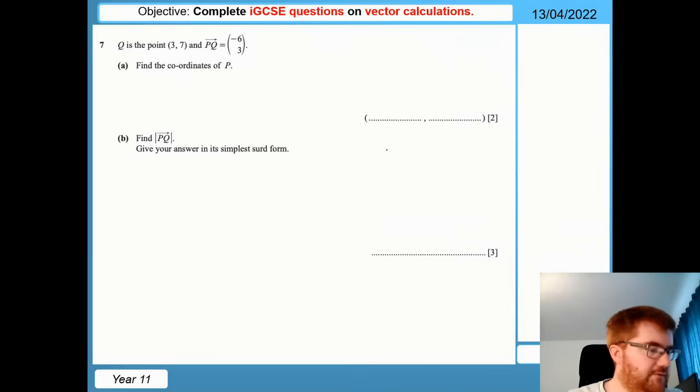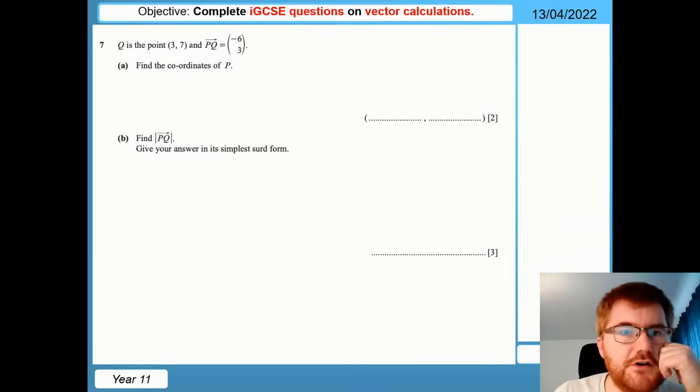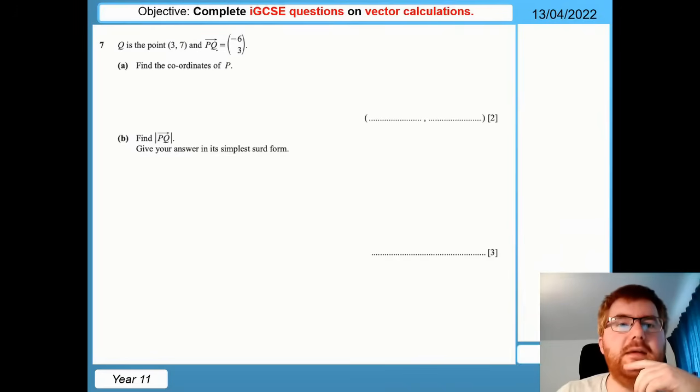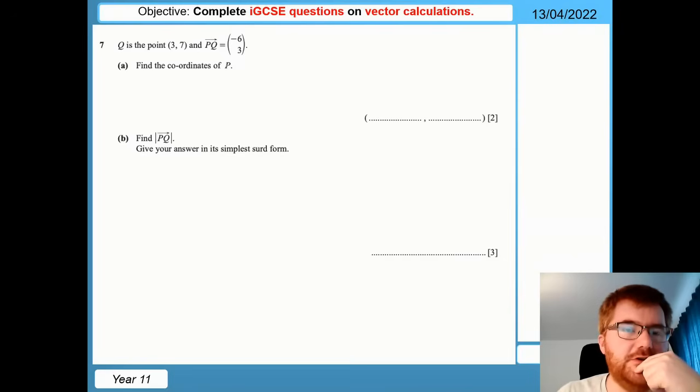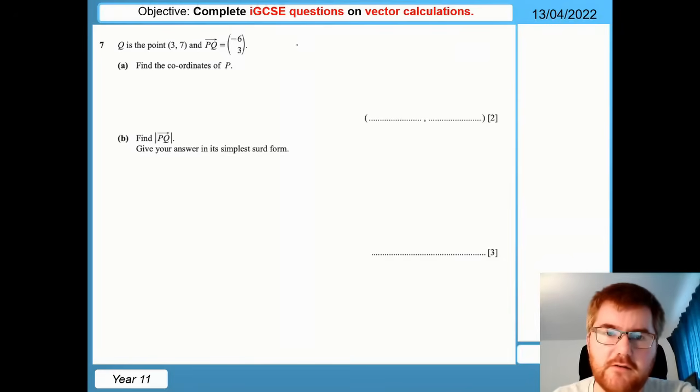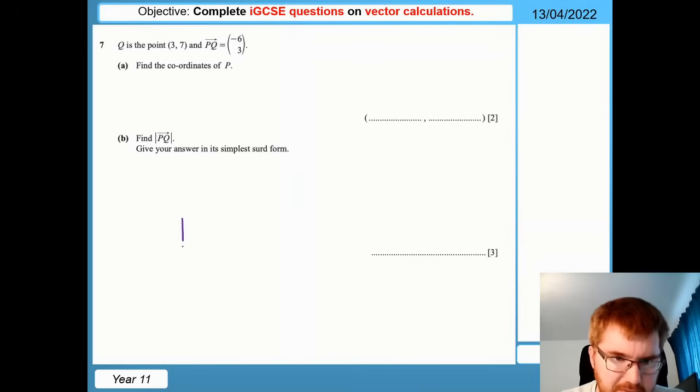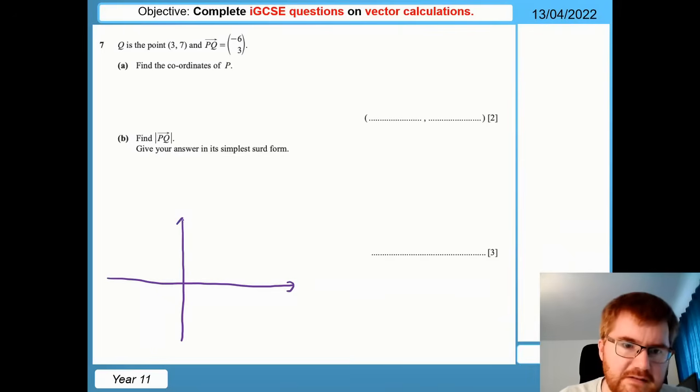Right, moving on. So on to question 7. Q is the point (3, 7), and PQ is the vector (-6, 3). Find the coordinates of P. Now, whenever I do a question like this, I always draw a diagram just to represent the situation that's going on. So I'm going to draw a quick grid. I'm going to do this down here, just got a bit of space, just so you can see what's going on. So this is my grid, this is Y, this is X.